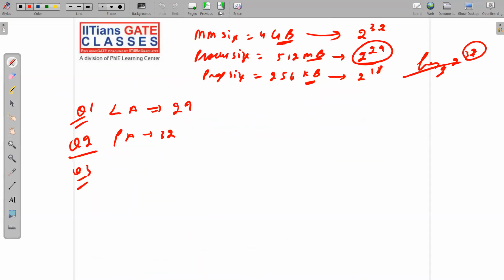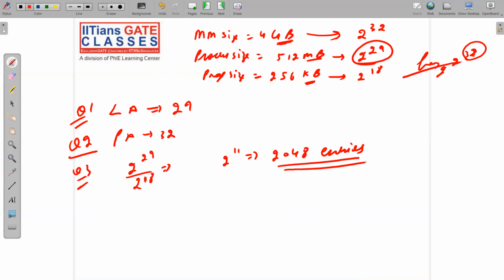Question number 3. Number of entries in page map table. What is the number of entries? One entry for each page. So how many pages will be there? Process size divided by page size. So 2 power 29 divided by 2 power 18. What will be our answer now? 2 power 11. 2 power 11 is 2048. So 2048 entries in the page map table. I think you have got it. Okay.